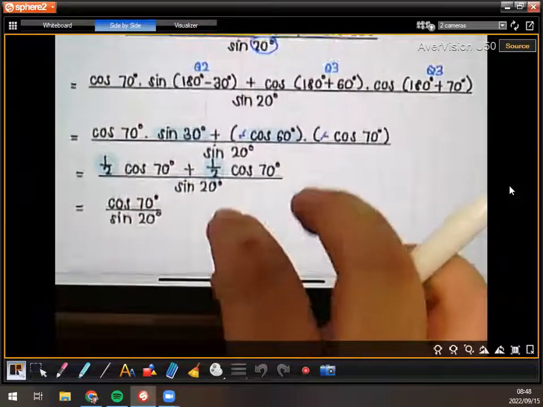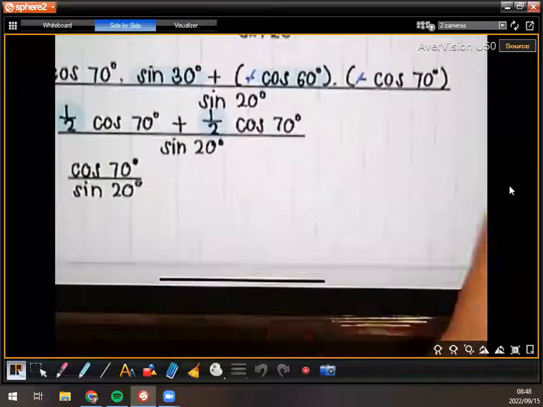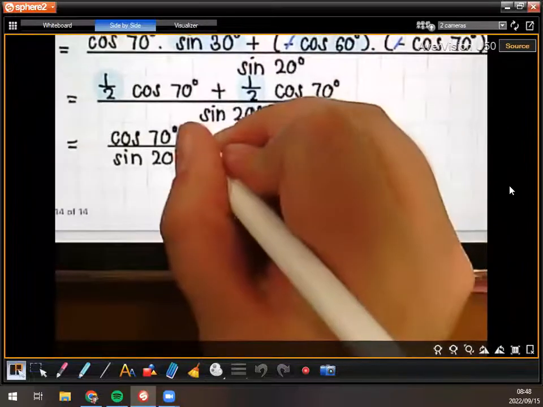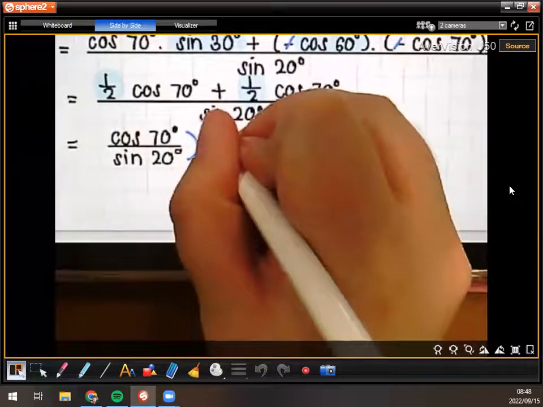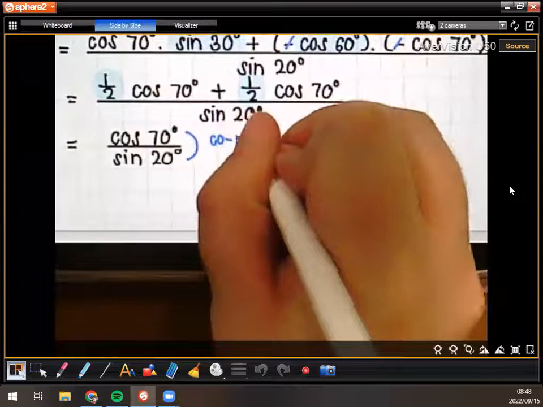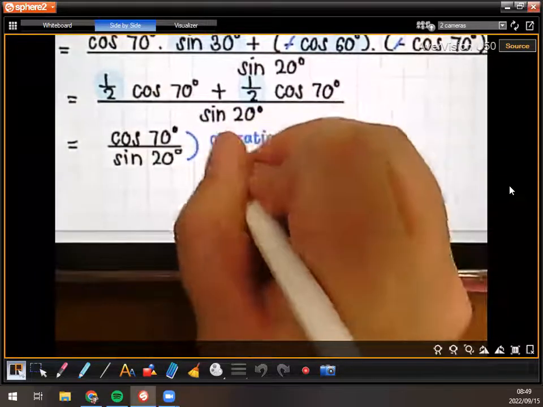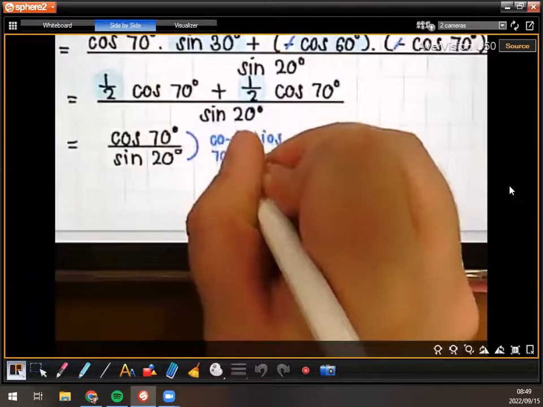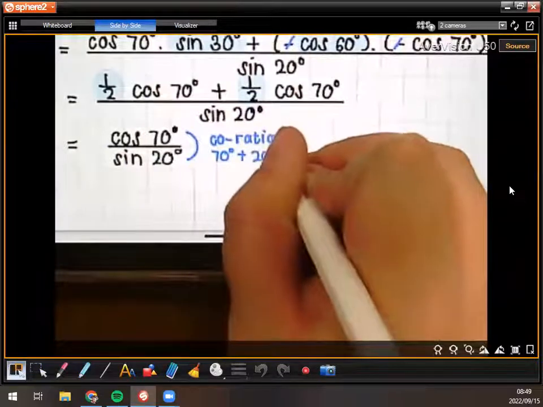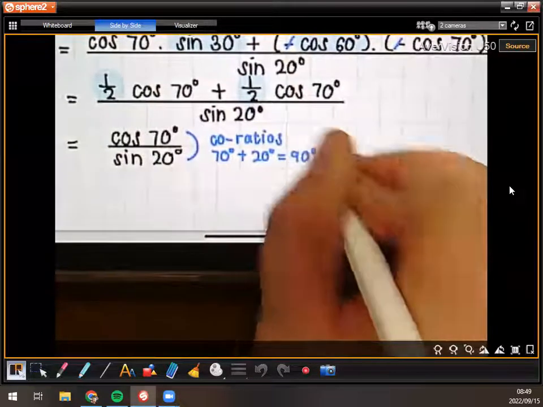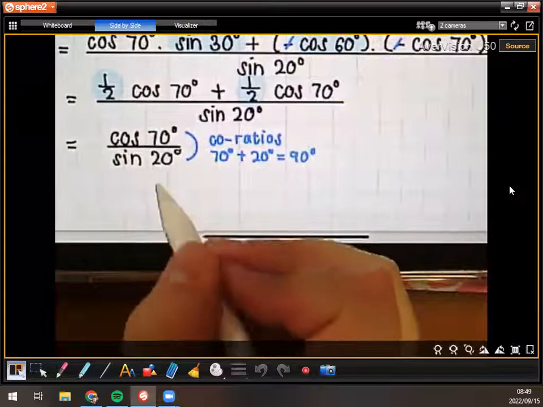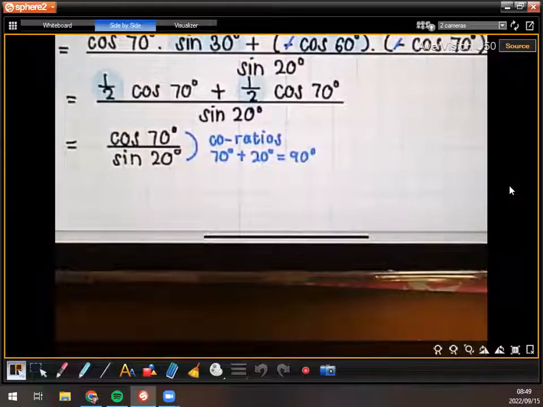So let's just make a note of that quickly. I'm going to zoom in a bit. So here, these two are co-ratios because 70 plus 20 is equal to 90. And guys, I actually think we used this as an example. We worked with one that was 70 and the other one was 20. I can't remember now, but I think so.